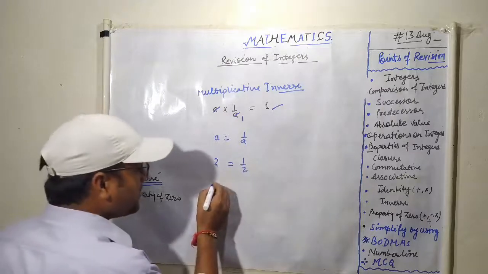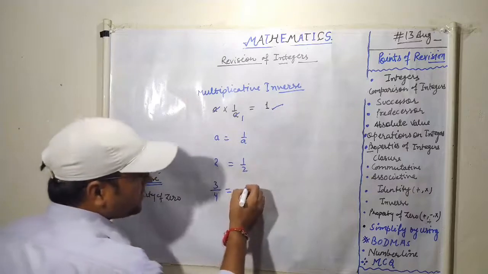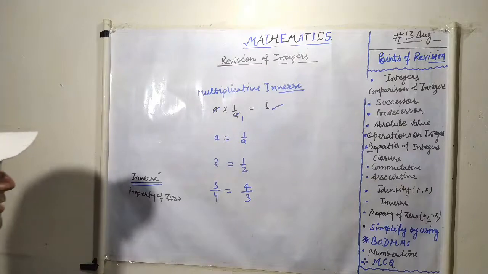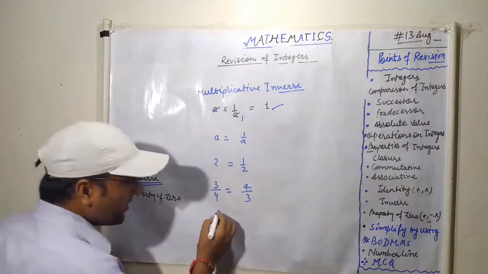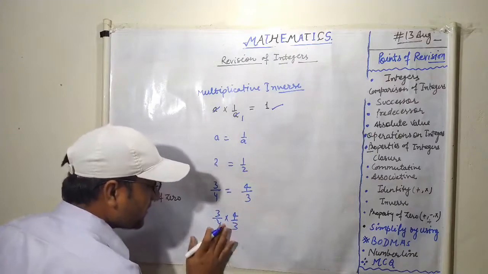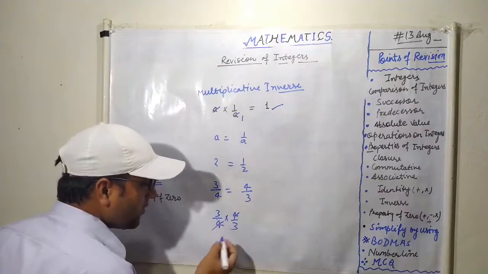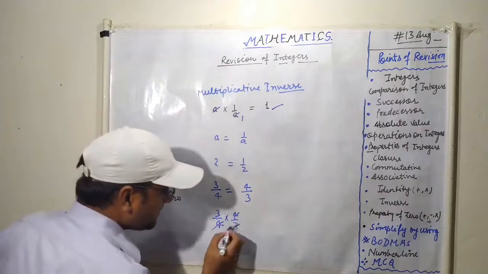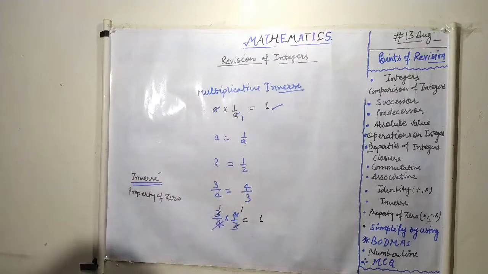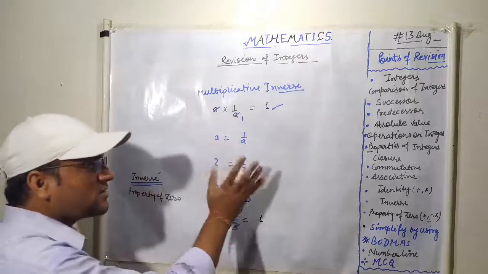What is the multiplicative inverse of 3 upon 4? The 4 goes to the numerator and 3 comes in the denominator. So 4 upon 3. If you multiply 3 upon 4 into 4 upon 3, what will you get? In this case also you will get 1. 4 is cancelled out by 4 and 3 is cancelled out by 3. So in this case also you will get 1.